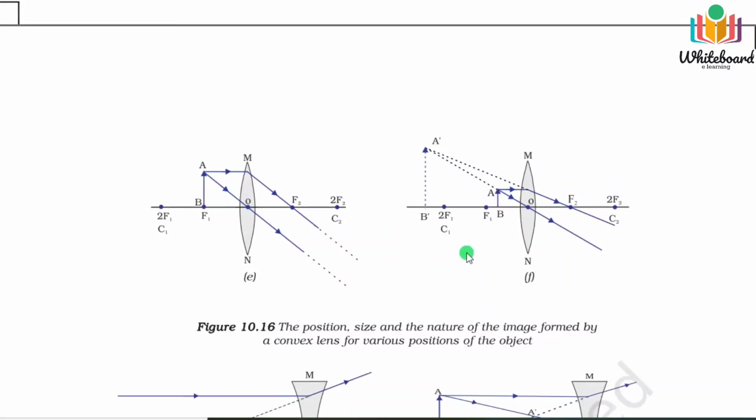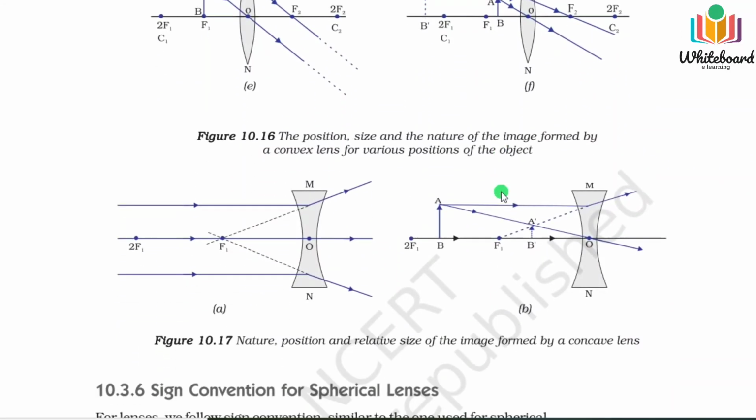And here you can see this is a special case for the convex lens. If the object is placed between the optical center and the focus, the image will be formed on the same side, but it will be erect, virtual, and highly magnified. And these are the cases for the convex lens. For concave lenses, there are two cases for infinity, and for all the remaining positions of the object from infinity to the optical center, it will be the same. The image will be virtual, erect, and smaller than the object size.